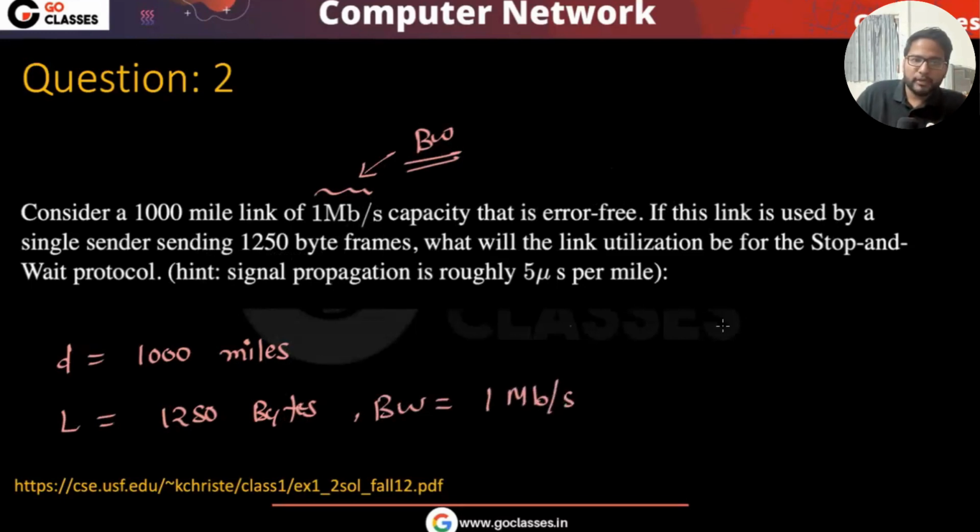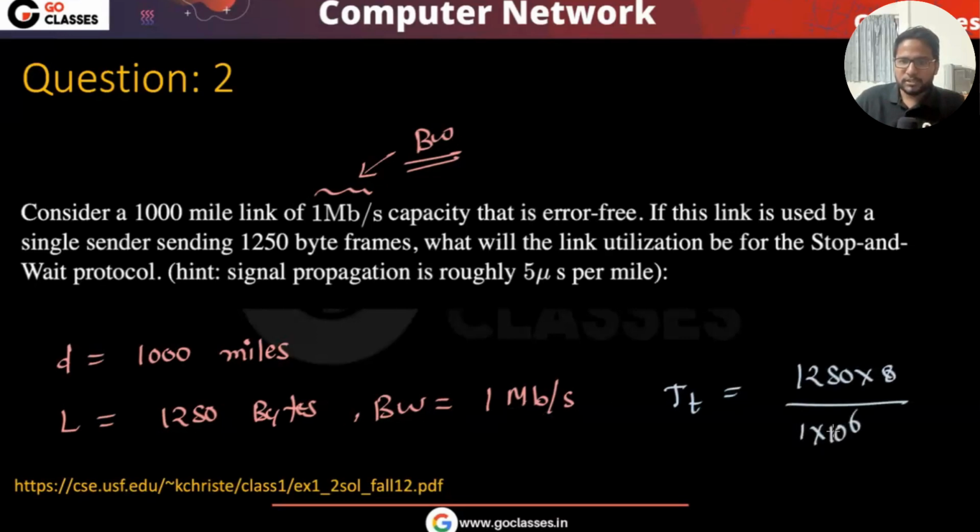Can you tell me what is the transmission time here? It will be length upon bandwidth. So into 8 to convert that into bits, over 1 into 10 to the power 6 bits per second. It will be in seconds. If you want to convert into milliseconds also, you can convert, right? So just multiply by 10 to the power 3 to convert into milliseconds. So what will it be? This is, I think, 10,000, which is 10 to the power 4, so 10 milliseconds, right? So it will come out to be 10.